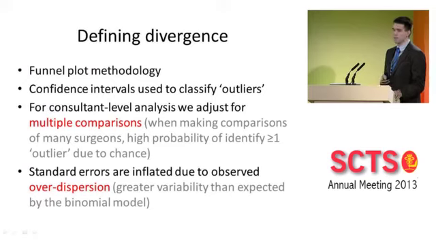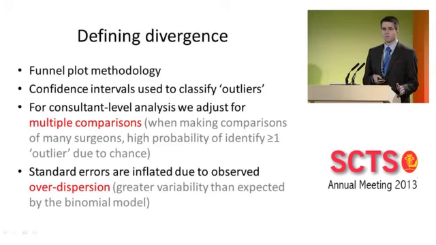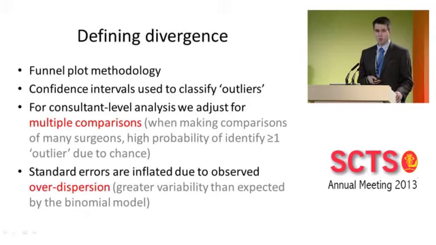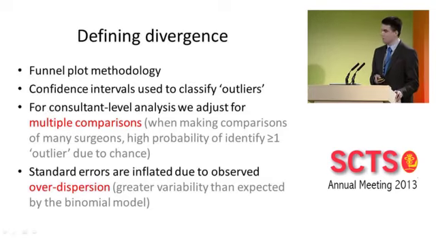So we had to define divergence. As you would have probably seen on the SCTS website, we use funnel plots, and we use confidence intervals to classify the outliers for this round of analyses.